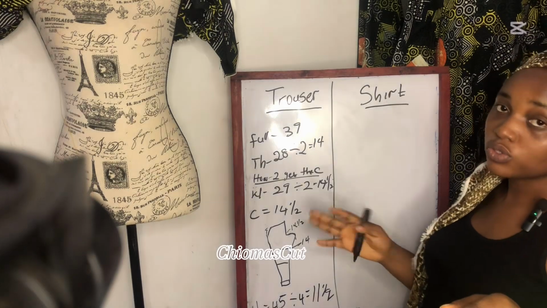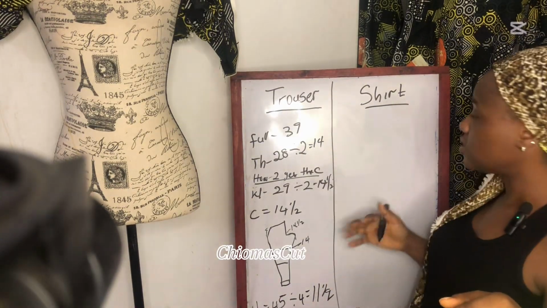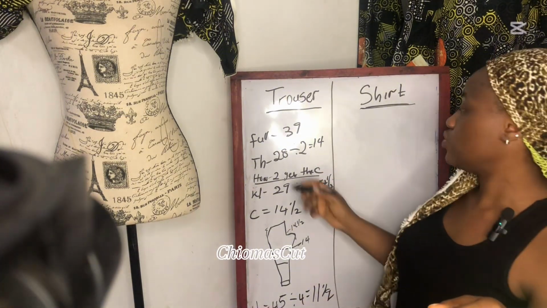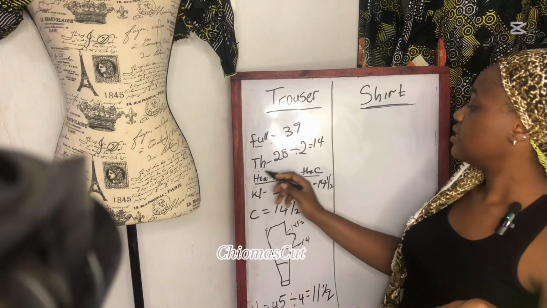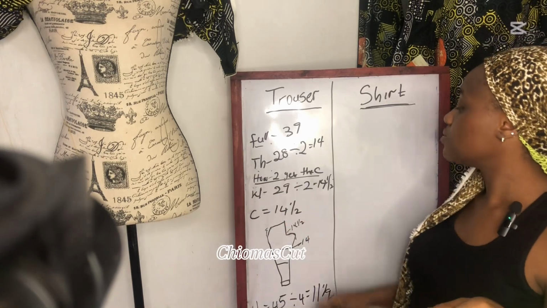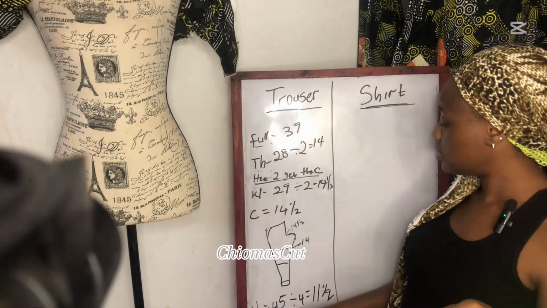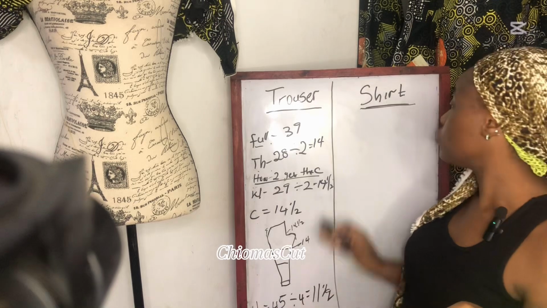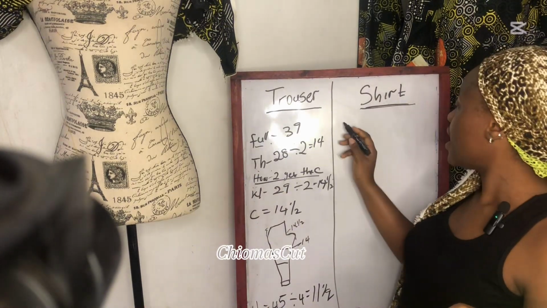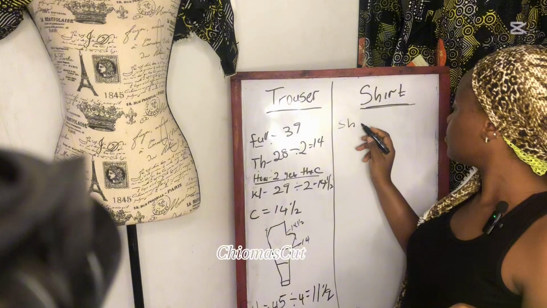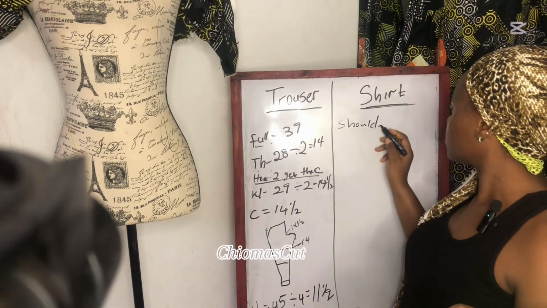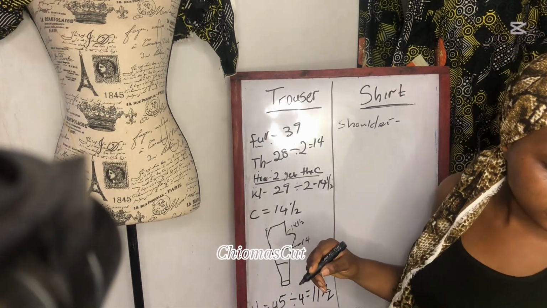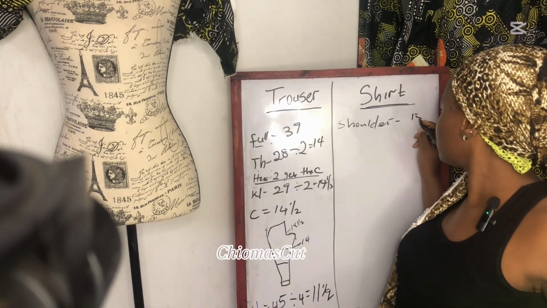I will still transfer this explanation to the cutting of the fabric so that you understand better. Now, these are the measurements you need to cut your trouser: full length, thigh measurement, waist measurement, crotch measurement, and hip measurement. With this, you are good to go. For the shirts, we have shoulder. Our shoulder is 15 inches.